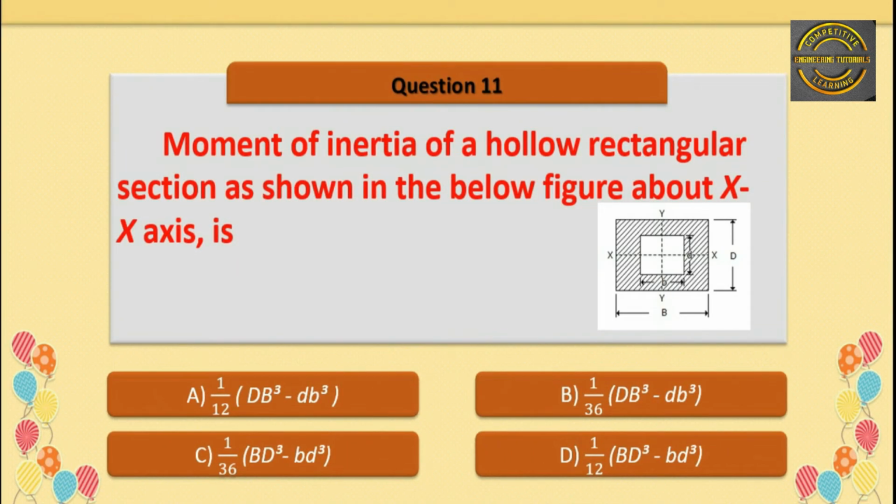Question number 11. The moment of inertia of a hollow rectangular section as shown in the below figure about x-axis is, option D is correct, 1 by 12 into (BD cube minus bd cube).